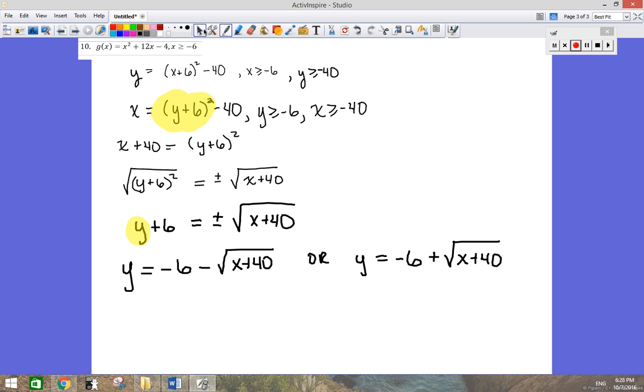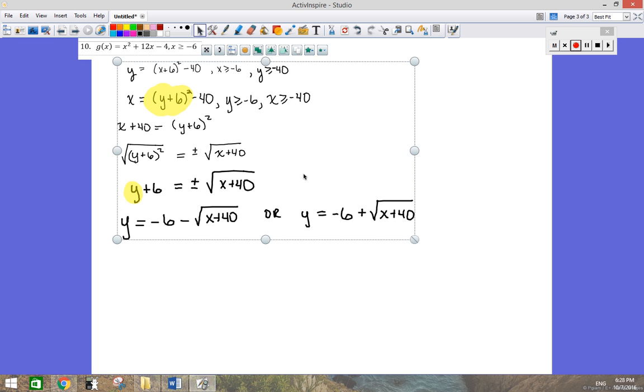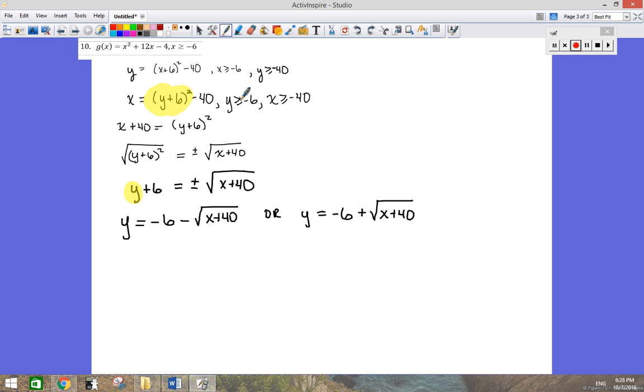Alright, now let's take a closer look. When we switch the domain and range, we wrote down the inequalities, and technically, I guess we should write those with each equation, but I usually wait, and now I come down and write them. I need y to be greater than or equal to negative 6, and x greater than or equal to negative 40. So let's take a look at these two equations.